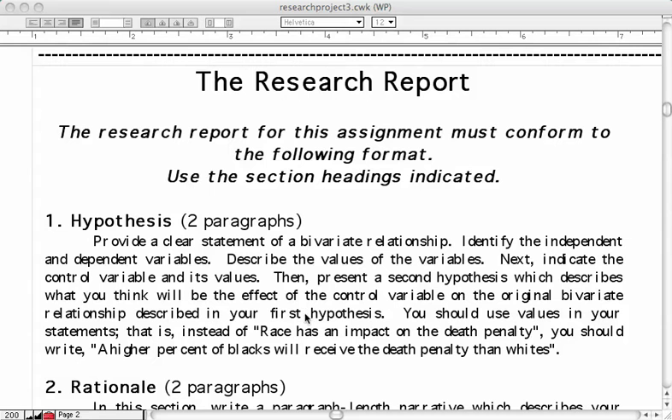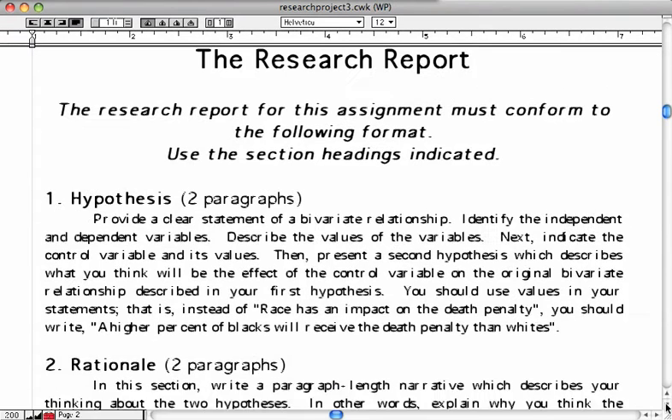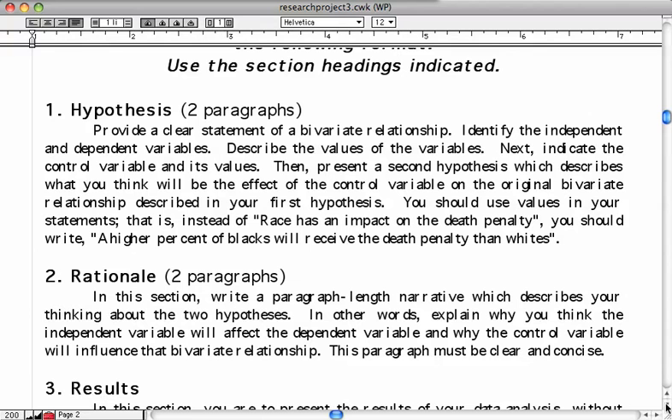So your first section will be a hypothesis, and it doesn't have to be much more than 2 paragraphs. You need to provide a clear statement of a bivariate relationship and identify your independent variables, which you should have done already. Describe the values of those variables. For example, if your variable was gender, obviously the values would be male and female. You're going to next indicate your control variable and its values, which might be sex. Once again, could be male and female.